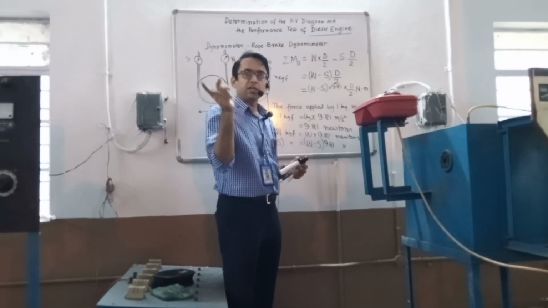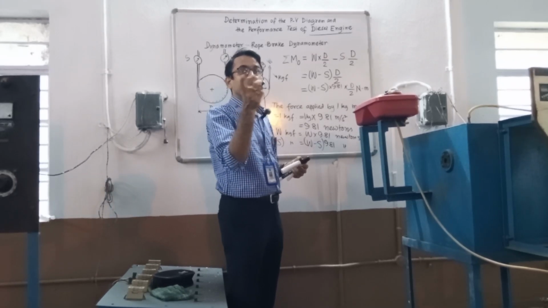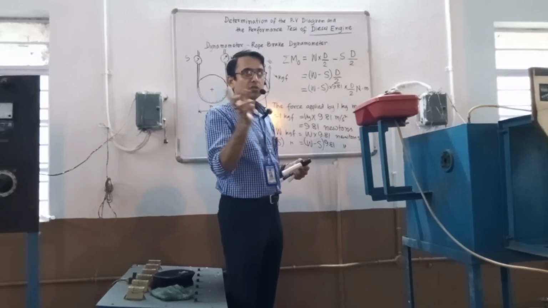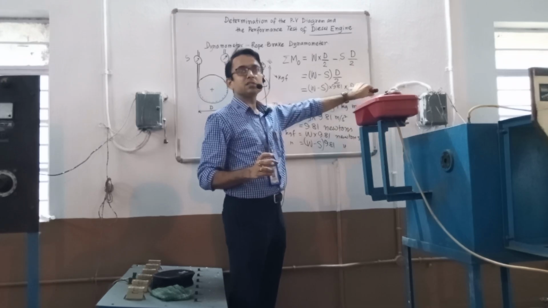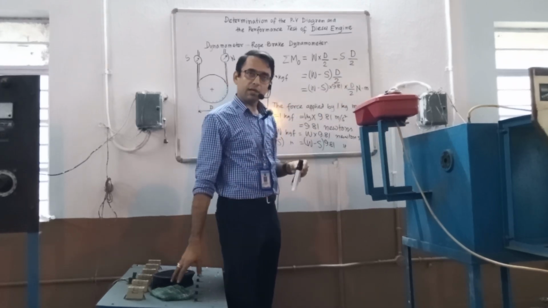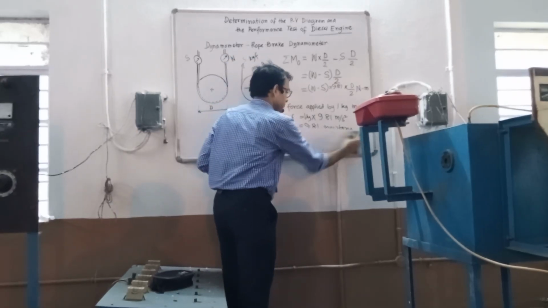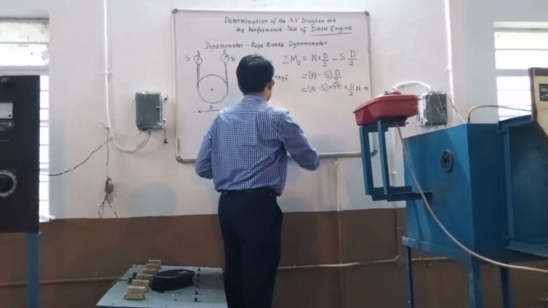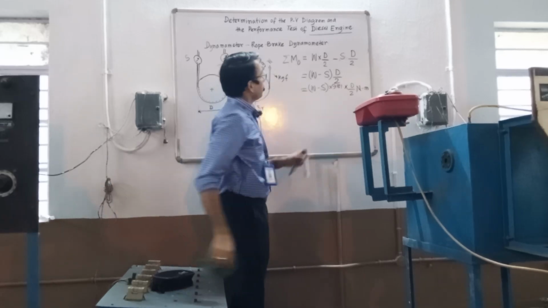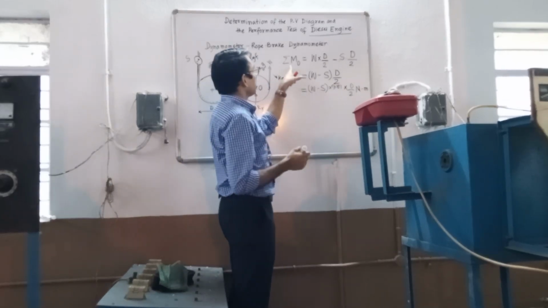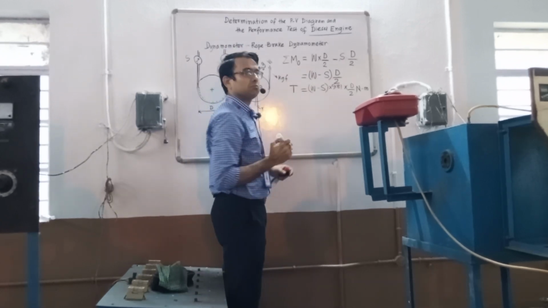Because torque is a vector quantity, and joule is the unit for energy, so that is a scalar. So I will not use joule, I will simply use newton meter. Clear? Okay, next, therefore this is the torque, or we write it as T, torque.